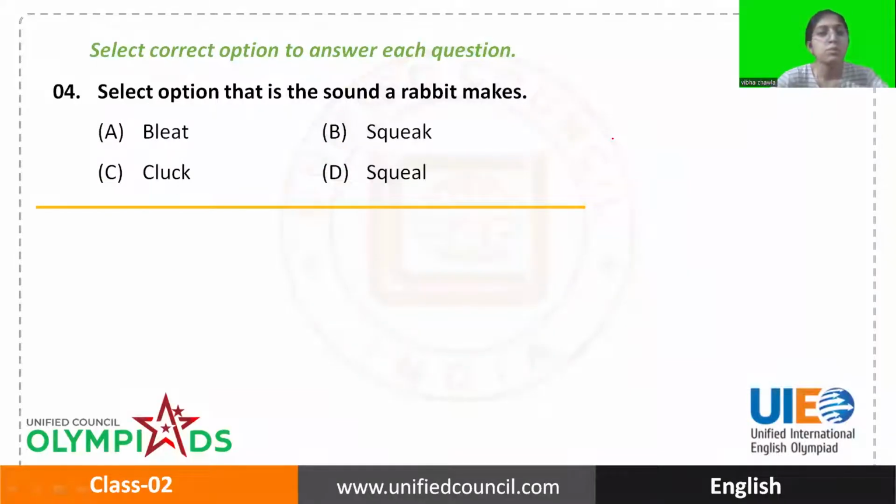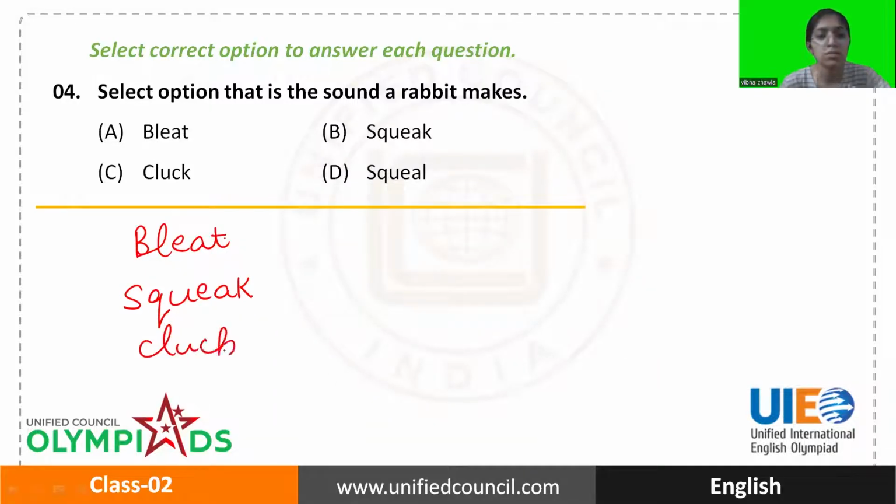Then we have question number 4. Select option that is the sound a rabbit makes. Bleat, squeak, cluck, or squeal. Let's talk about all the given sounds. Bleat, squeak, then we have cluck and squeal.